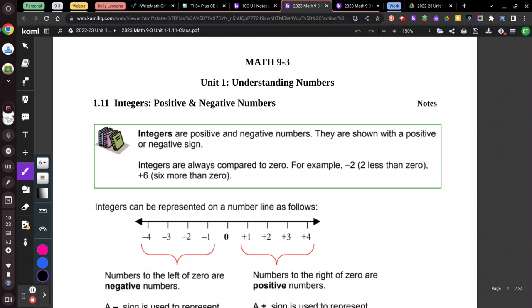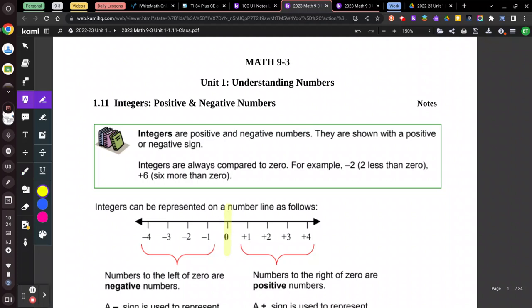Welcome to lesson 11. We're talking about integers, which are negative and positive numbers. They are shown with a positive or a negative sign. Integers are always compared to zero. So we always have zero on the number line and we compare everything to zero in the middle.